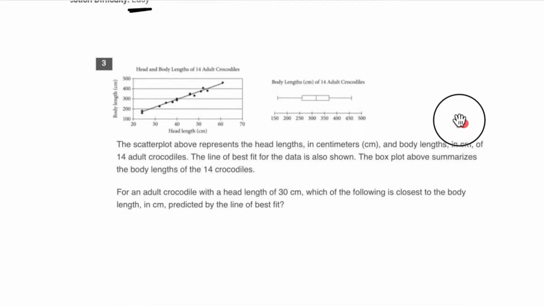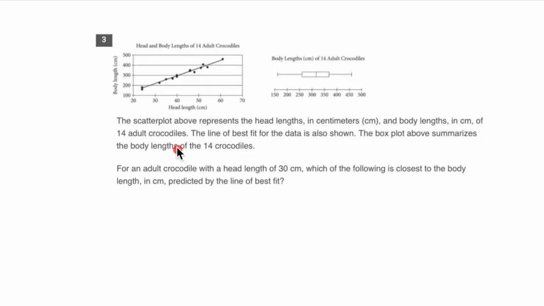All right, we're going to do a little series of graphs here. It's a scatter plot with a line of best fit going through it. It represents the head lengths in centimeters down here and the body lengths in centimeters up over here of 14 crocodiles. The line of best fit, which is just the line that fits through the data points, is shown. This is also a box plot they're going to be working from that summarizes the lengths of 14 crocodiles. We'll talk about the box plot in another problem. But for right now, they said for a crocodile with a head length of 30 centimeters, which of the following is closest to the body length in centimeters predicted by the line of best fit?